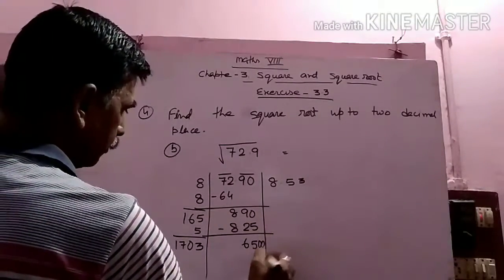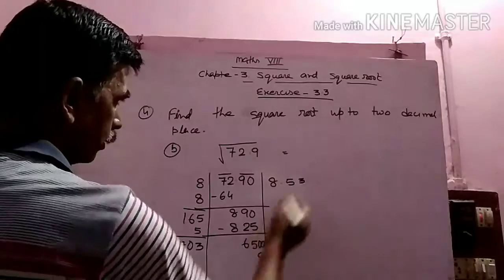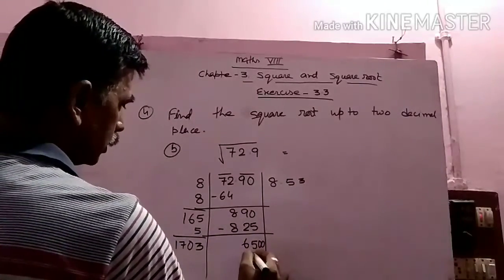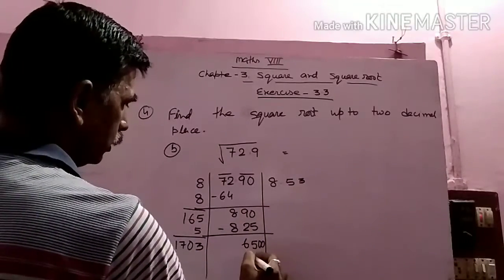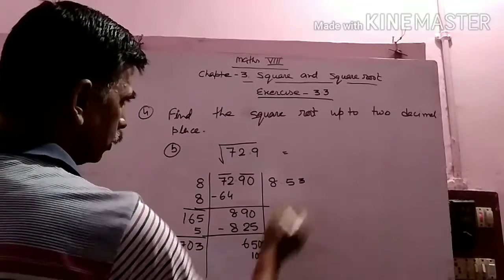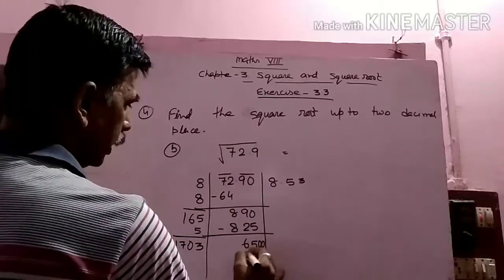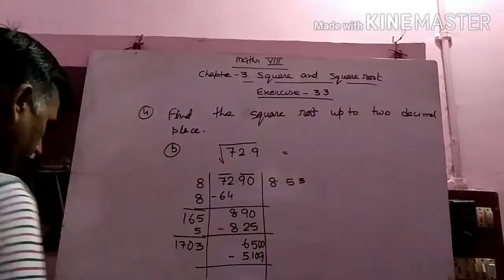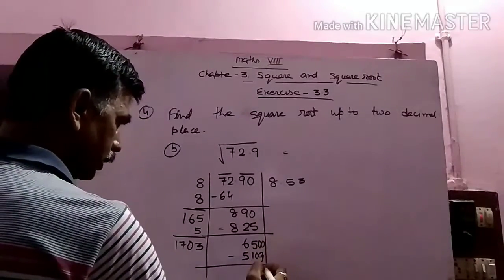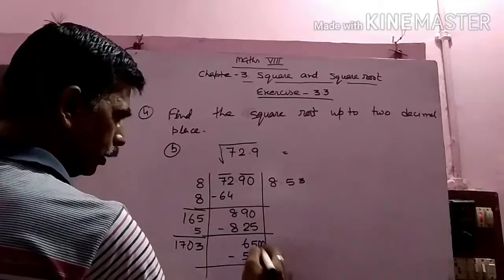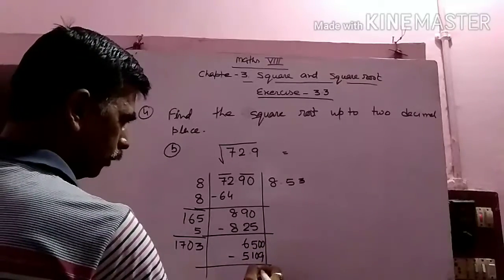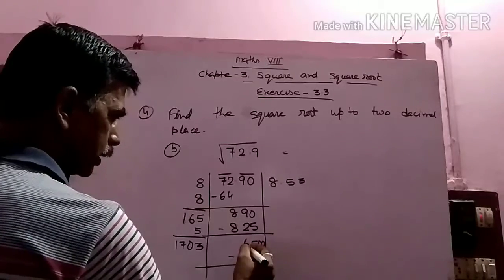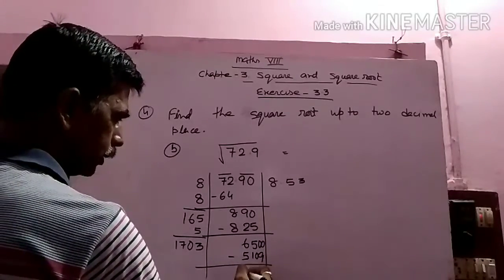3 threes are 9, 3 into 0 becomes 0, 3 fives are 15, 3 sevens are 21, carry 2, 3 ones are 3, then carry 2 becomes 5. Then finally we get the remainder: 10 minus 9 becomes 1, 9 minus 0 becomes 9, 4 minus 1 is 3, and 6 minus 5 is 1.